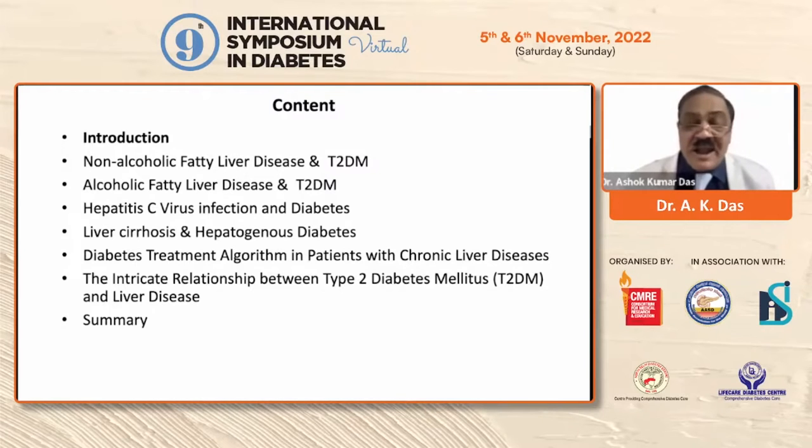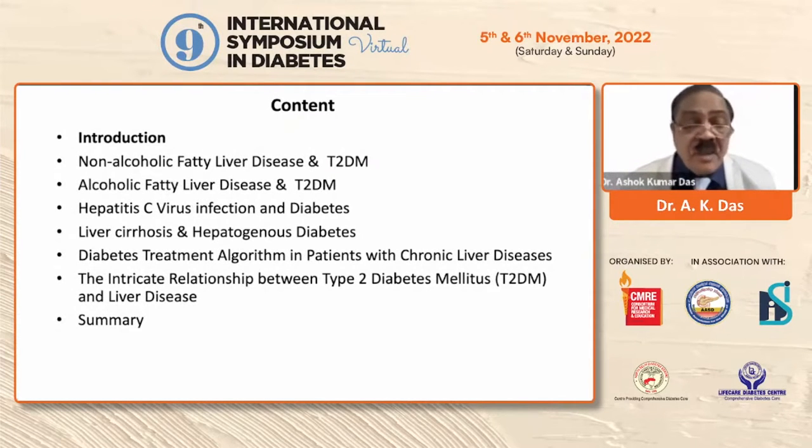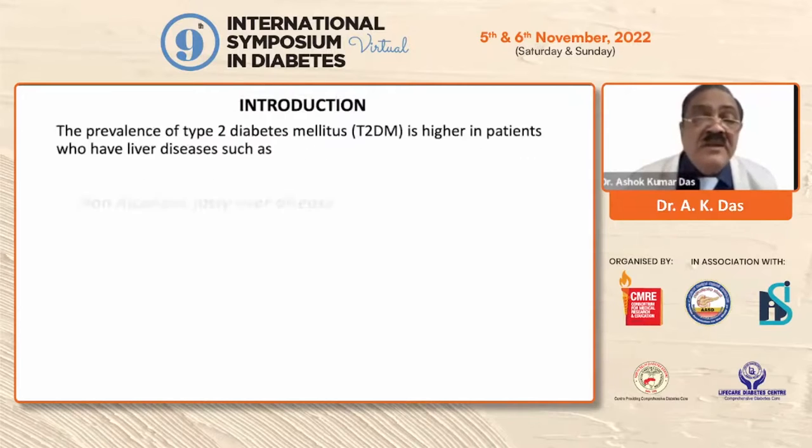Most important, liver cirrhosis and hepatogenous diabetes, which has become a big issue, testifying that diabetes originates in the cirrhotic liver. We'll discuss the diabetes treatment algorithm in CLD, and we'll discuss the intricate relationship between type 2 diabetes and liver disease, and we'll go into four summary points.